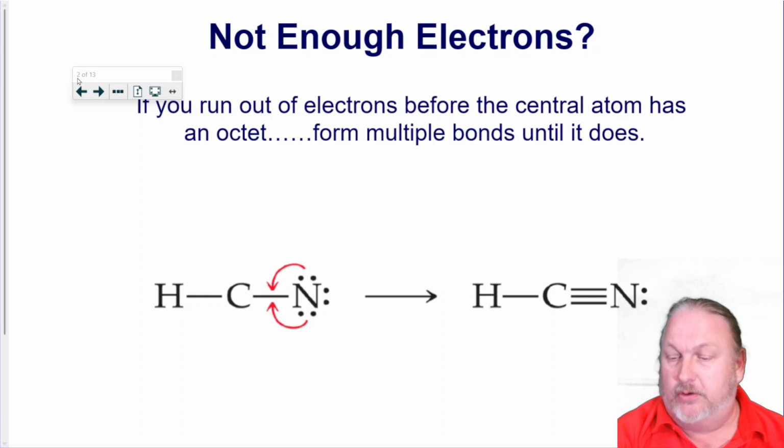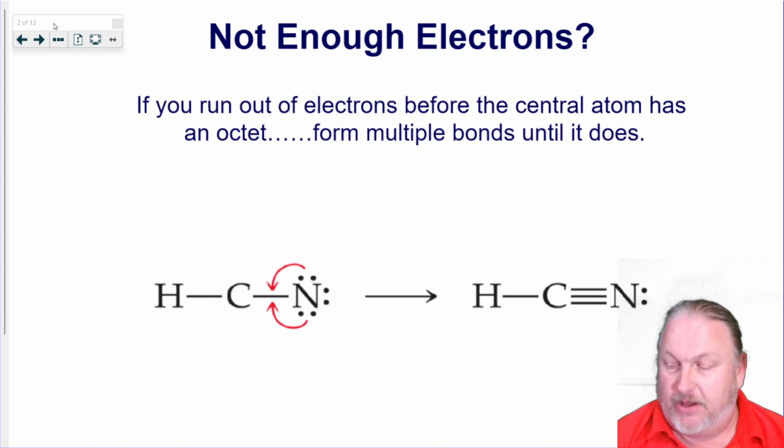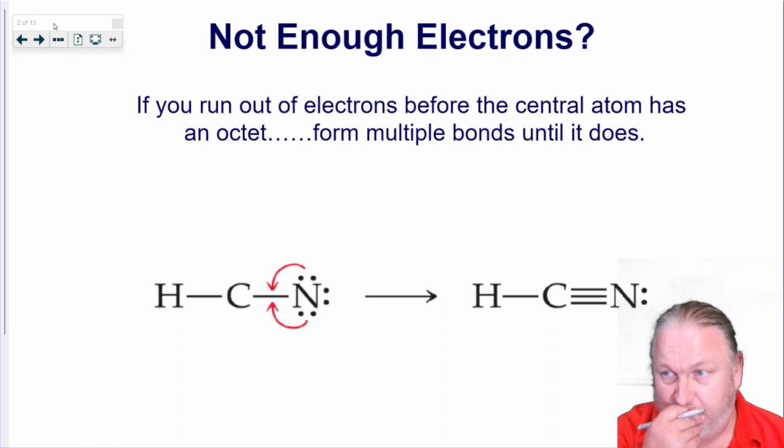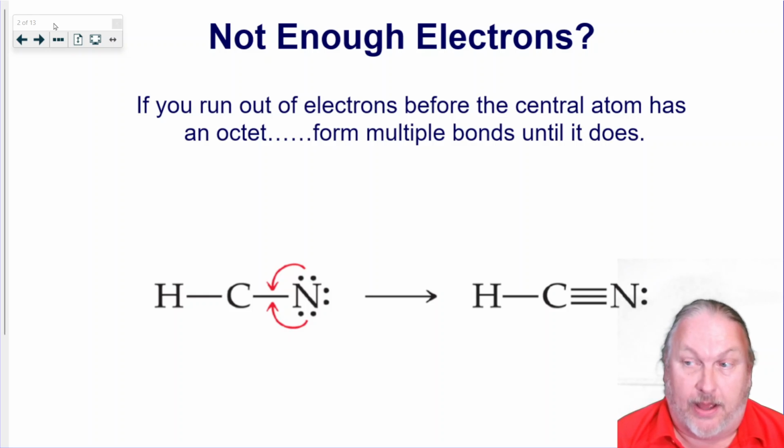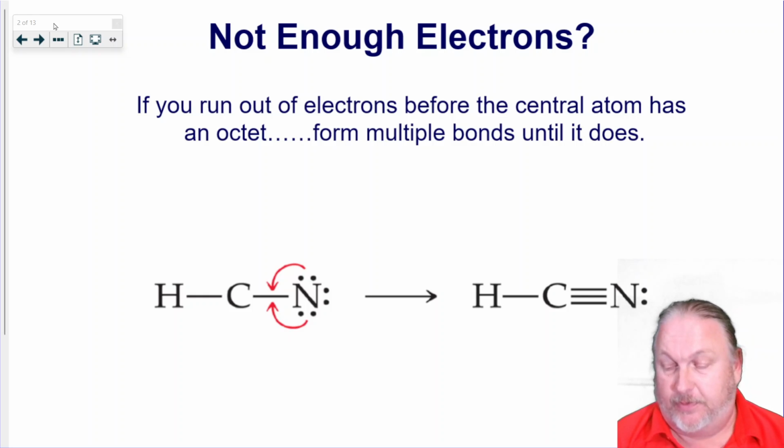When we do our Lewis structures, and we find our number of valence electrons and put them on, we may run out of electrons before the central atom has an octet. If that's the case, we're going to form a multiple bond, either a double or a triple bond.